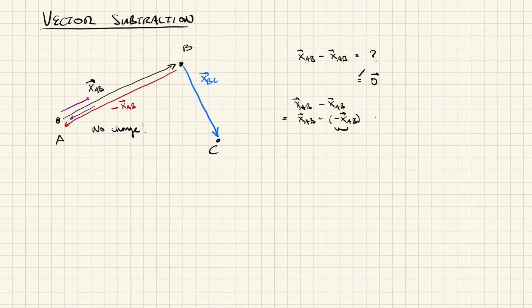So let's apply this idea of treating vector subtraction as really adding a negative and do a different problem. How would you compute something like xab minus xbc here? Take a second to work it out on your sheet of paper.